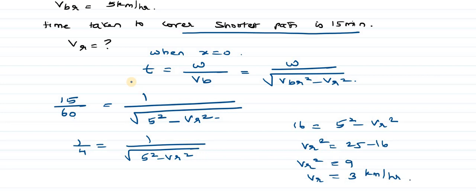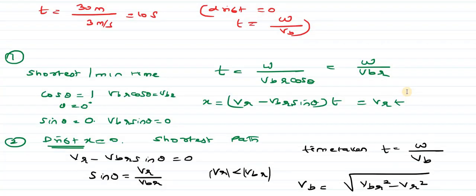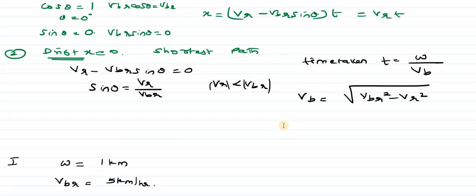Clear, Lakshmi? Clear, Ananya? Farha, is that clear? I didn't ask you any concept. I gave you 2 sets of formula. That formula you can use. Shortest minimum time means t equal to this formula. Drift x equal to 0 means shortest path. At that time theta you can find, and time taken also you can find. For time taken VB we need. VB how to find it? VB equals root of VBR square minus VR square. Is it clear?